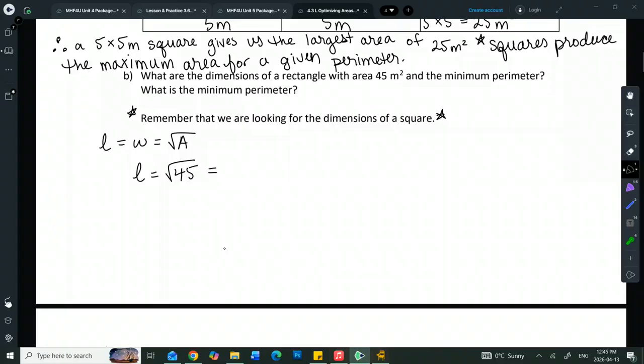So what do you get for the square root of 45? We'll just go nearest tenth. Okay, so 6.7 then. Okay, so that means your width and your length are both 6.7. You'd have a 6.7 by 6.7 square.